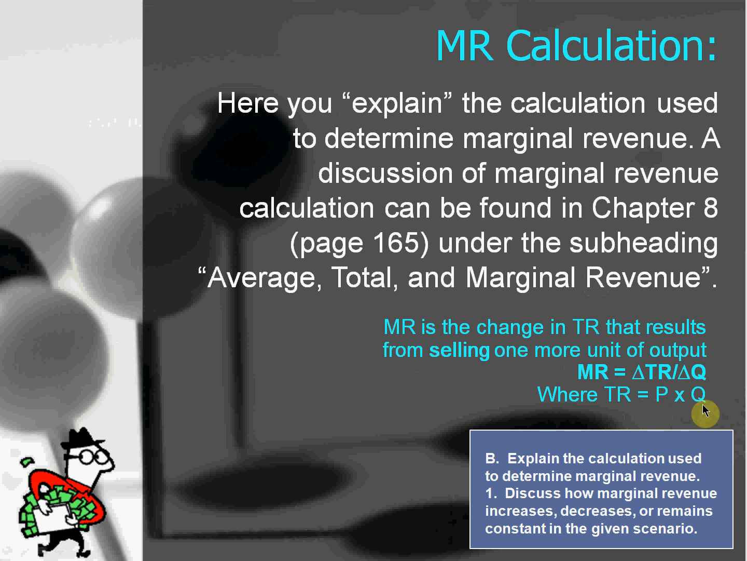In addition to explaining this calculation, and not just listing it in your task, it'll be important for you to also adhere to what is asked for in B1, where you discuss how marginal revenue increases, decreases, or remains constant within the given scenario. In explaining the calculation used to determine marginal revenue, please note that a discussion of marginal revenue calculation is in Chapter 8 of the McConnell text, page 165, under the subheading Average, Total, and Marginal Revenue.